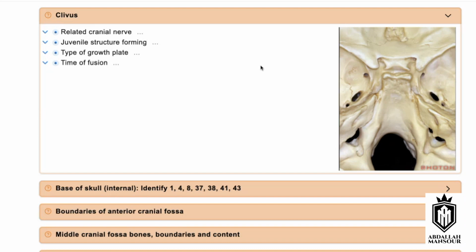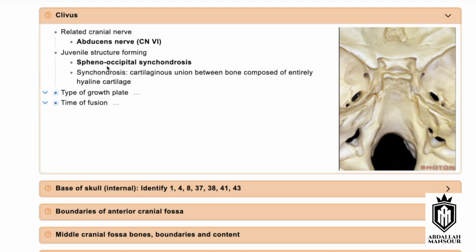Okay. What is the related cranial nerve to the clivus? This is the clivus, of course. What is the related cranial nerve to it? Abducens nerve. Okay. And what is the juvenile structure forming it? It's spheno-occipital synchondrosis. Yeah, okay. And what is the type of growth plate? It's hyaline growth plate. Hyaline cartilage. Yeah. And what's the time of fusion?